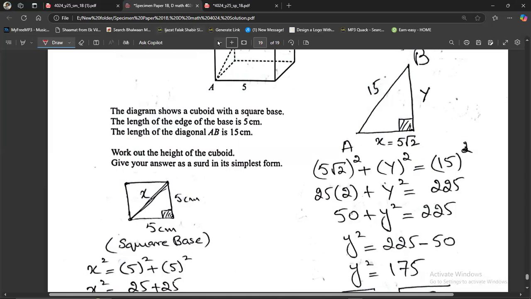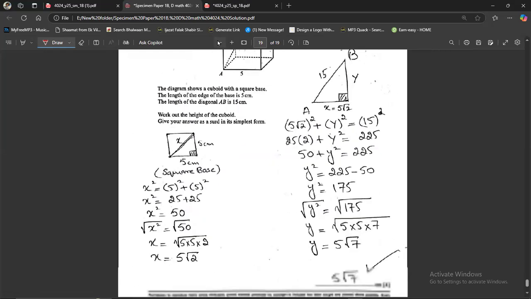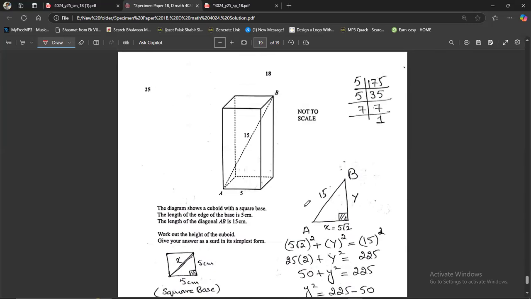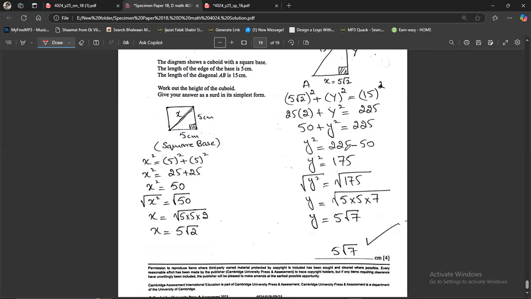So 5 under root 2 whole squared plus y squared equals 15 squared. So this becomes 25 into 2 plus y squared equals 225. This becomes 50. 50 plus y squared equals 225. y squared equals 225 minus 50. So y squared equals 175. If you prime factorize 175, it is 5 into 5 into 7. So when I take the square root on both sides, y equals under root of 5 into 5 into 7. So this 5 will come outside of the radical sign. So y equals 5 under root 7.